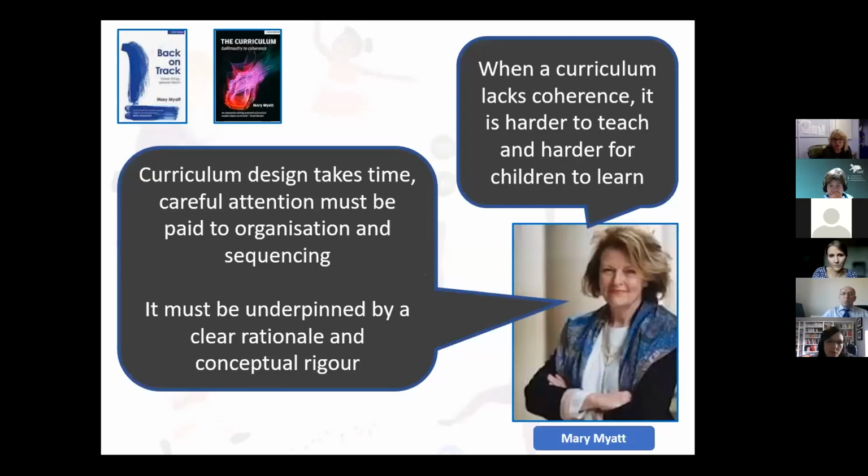Here are some quotes from one of my favourite Marys, Mary Myatt. She talks an awful lot of sense when it comes to curriculum design and planning. So these are just taken from those books that you can see at the top there. But that one at the top: when a curriculum lacks coherence, it's harder to teach and harder for children to learn. It's got to be underpinned by a clear rationale and conceptual rigour. So we're going to explore some of those elements today.